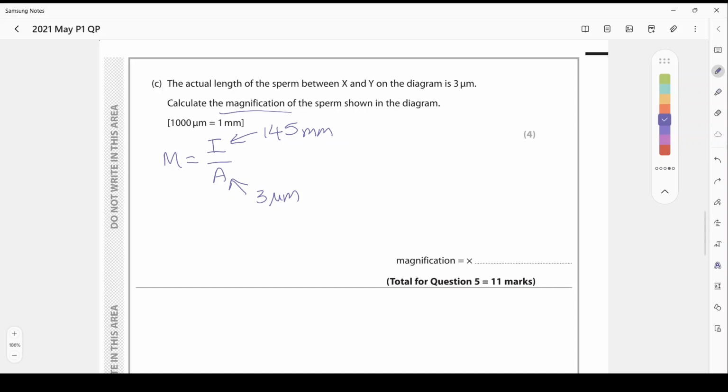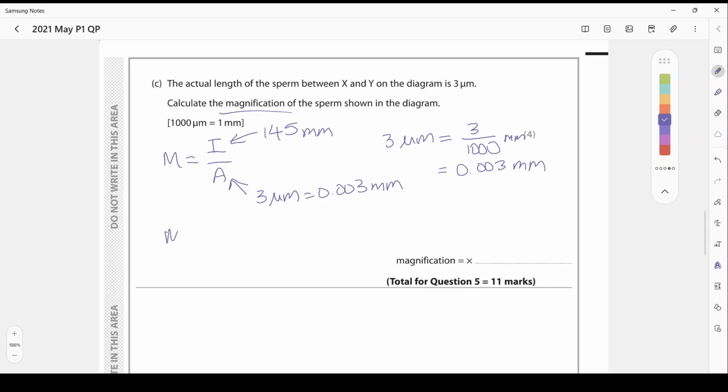So what we can do is convert, let's say, the micrometers here into millimeters. So 3 micrometers would give you, so here they've given you the conversion rate. So for 1,000 micrometers, that will give you 1 millimeter. So to get from micrometers to millimeters, we just need to divide that by 1,000. So 3 divided by 1,000, that would be 0.003 millimeters.